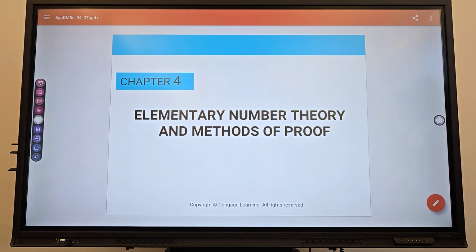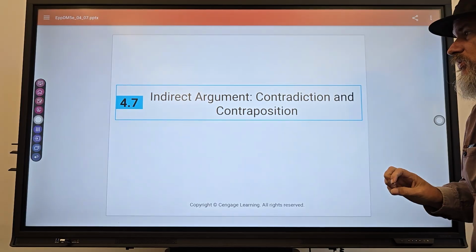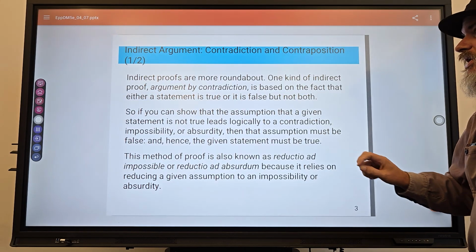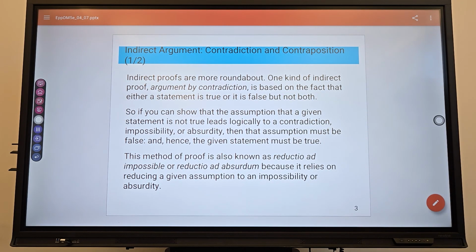Okay, we're continuing with elementary number theory and methods of proof. Today we're going to be discussing indirect arguments, contradiction and contraposition. Indirect proofs are a little bit more roundabout.